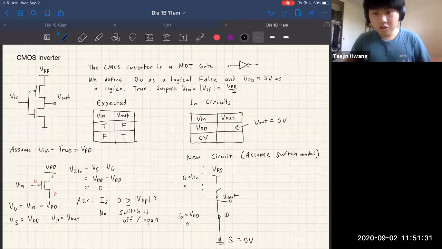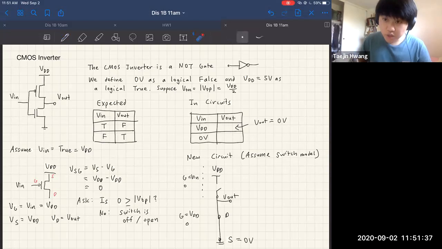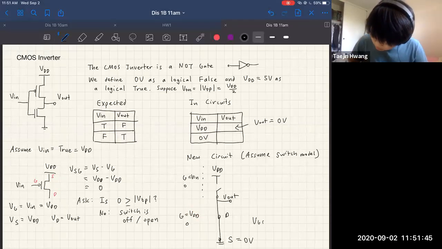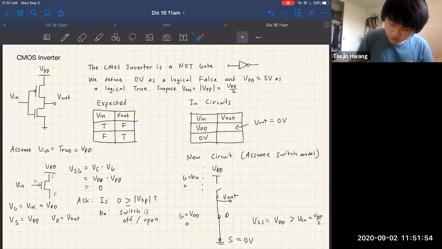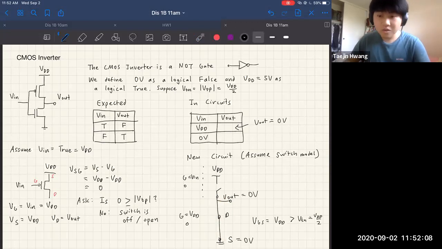Yep. That's 100% exactly correct. So the idea here, just to recap, is the gate is V in, which is equal to VDD. VGS is equal to VDD, which is greater than the threshold. So the switch is on or closed, meaning current flows from V out to ground. Since current flows from V out to ground, this means V out is connected to ground. So V out is equal to 0 volts. Do you have any questions about the process?